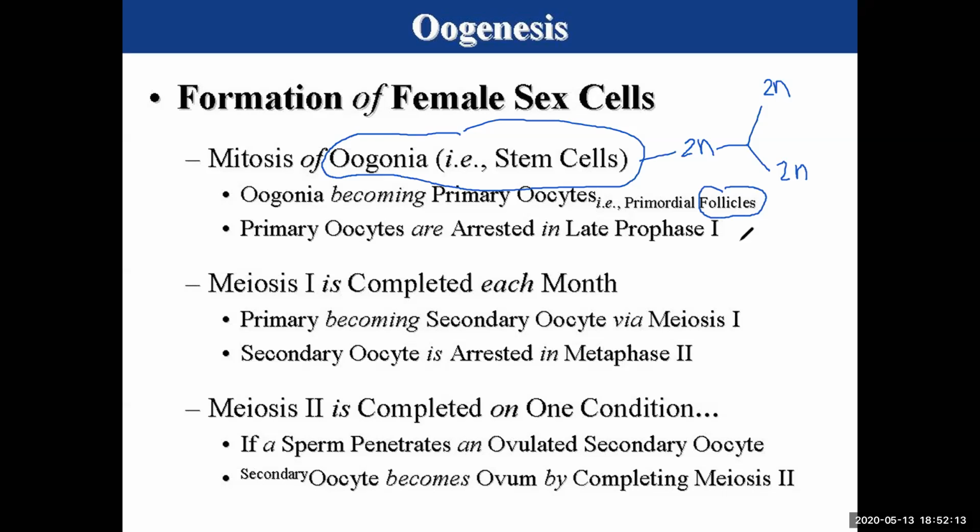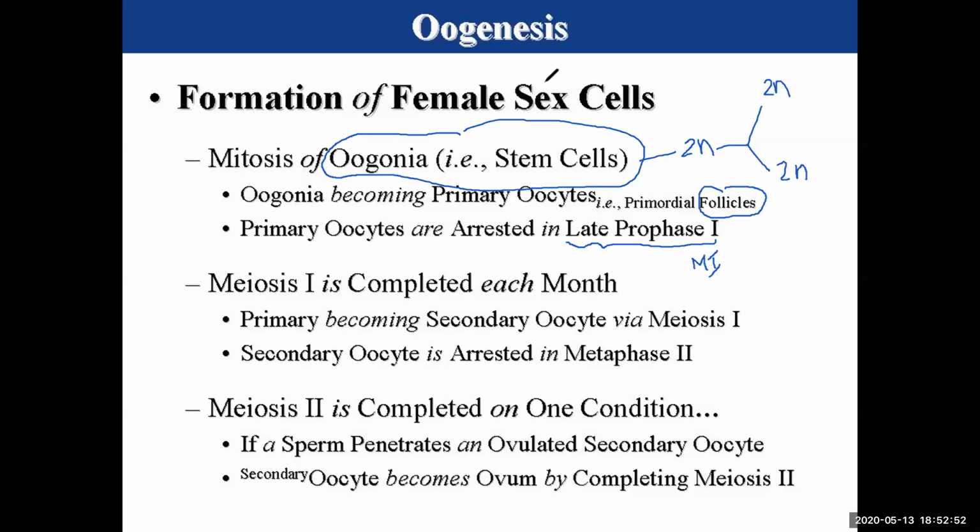And also amazingly, once they're produced, they are not allowed to complete meiosis. So late prophase 1 here means this is part of meiosis 1. And meiosis 1 is completed only upon puberty, when the girl hits puberty and she starts the process of menstruation. So meiosis 1 is completed each month, and the primary becomes a secondary oocyte.